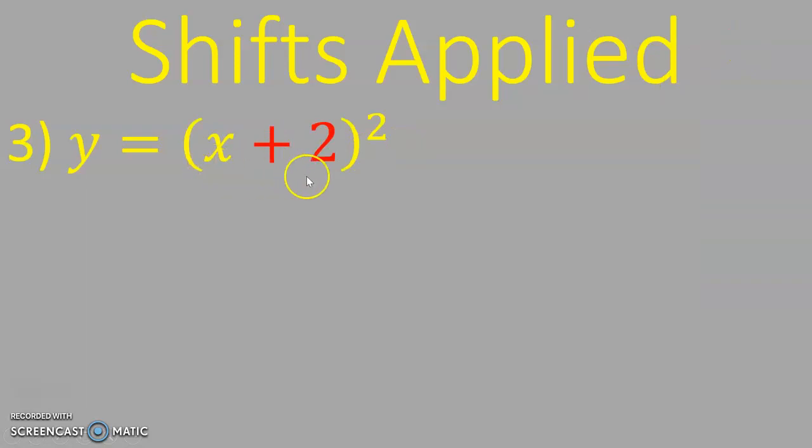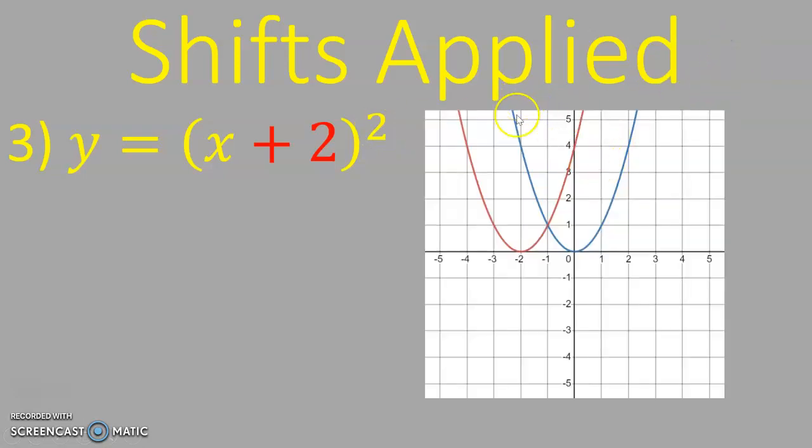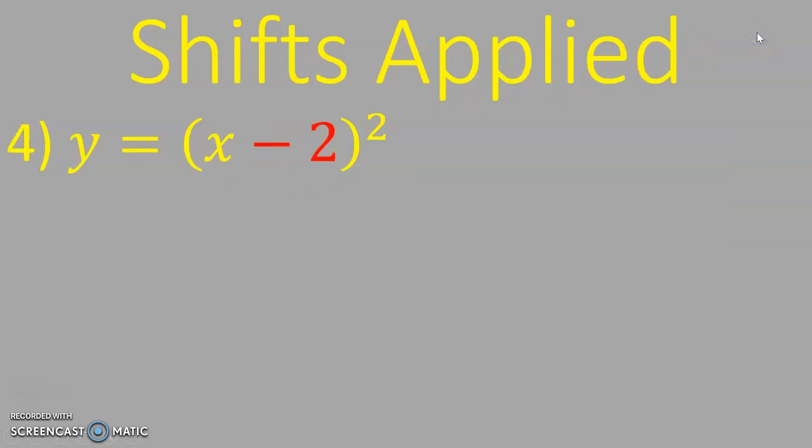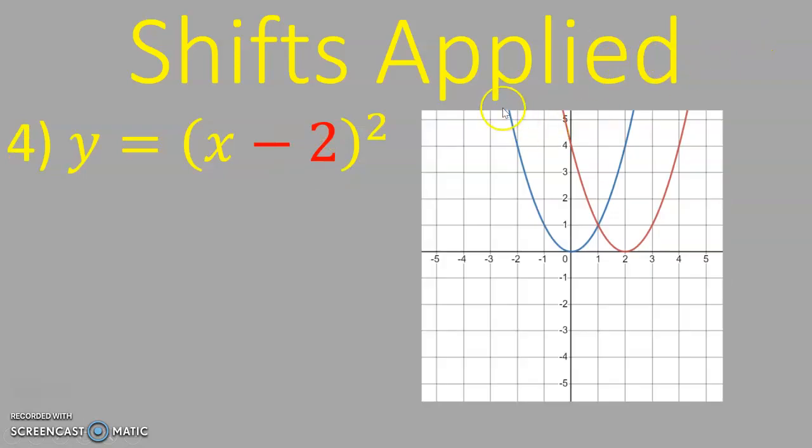This is an example of adding on the inside. Notice that we have parentheses here to show that that 2 is also part of the square. So this is an example of adding on the inside. If you remember, adding on the inside makes it go left. So here's the parent again in blue, and the red graph is this one that makes it go left. And then if you subtract on the inside, it's going to go right. Again, the blue being the parent.